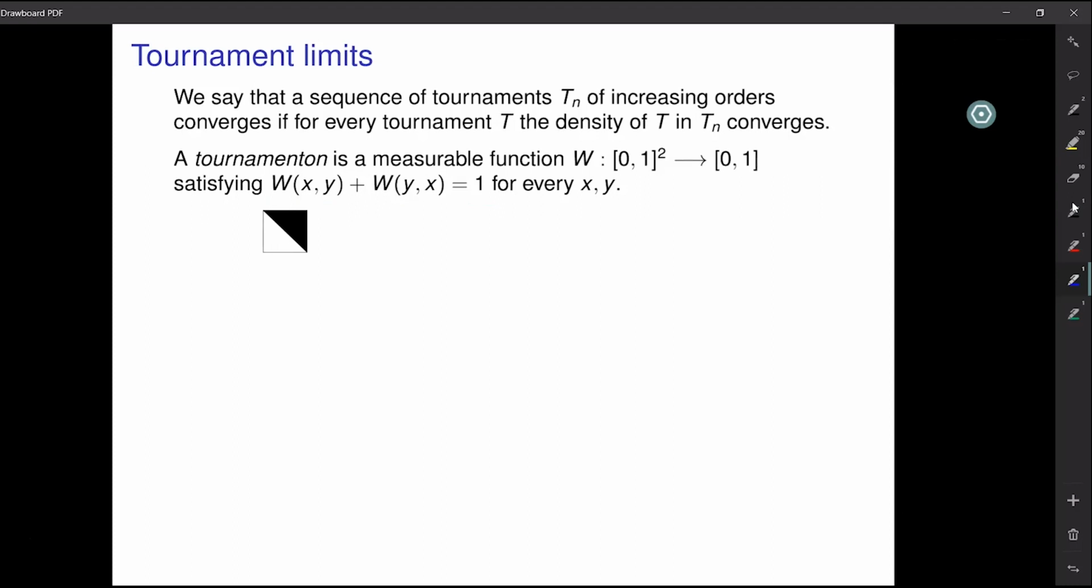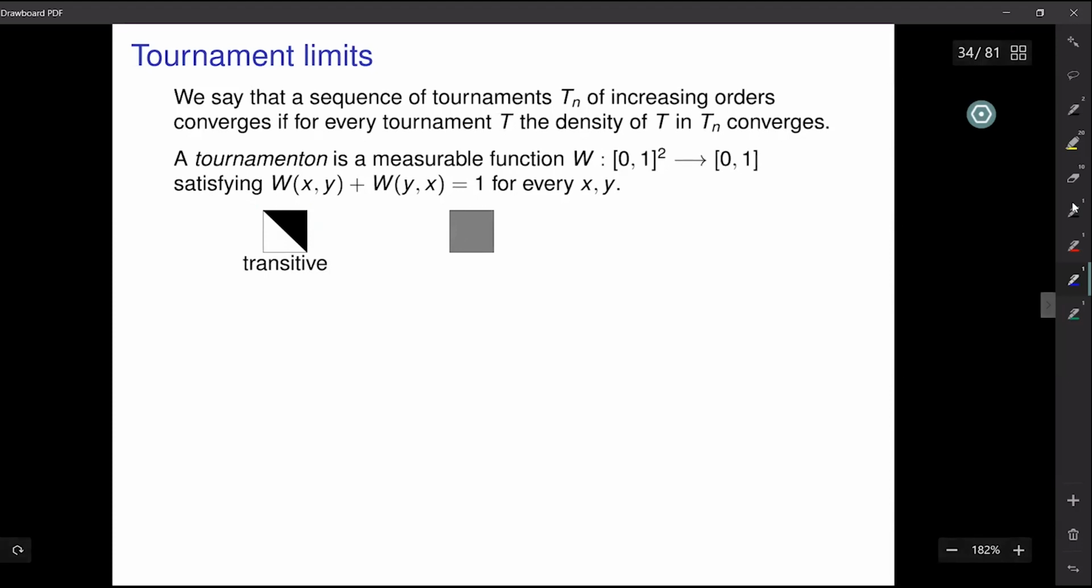So let me draw some tournamentons. By black, I mean value equal to 1. By white, I mean value equal to 0. So here I have a function which I am drawing as in a matrix, so it's counting this way. And you can see that it resembles a tournament matrix where every vertex is connected with everything from some moment to the end. So it has forward edges, like the first vertex to everything, the second vertex to everything except the first one, etc. So it looks like a transitive tournament. Yeah, so intuitively speaking, this tournamenton is a limit of transitive tournaments.